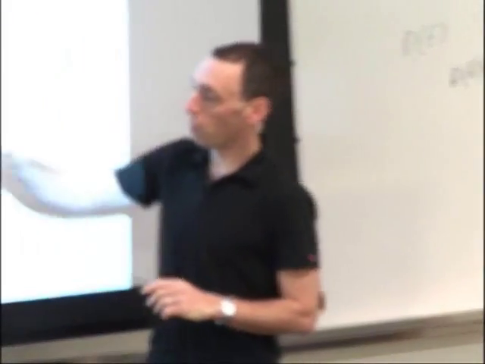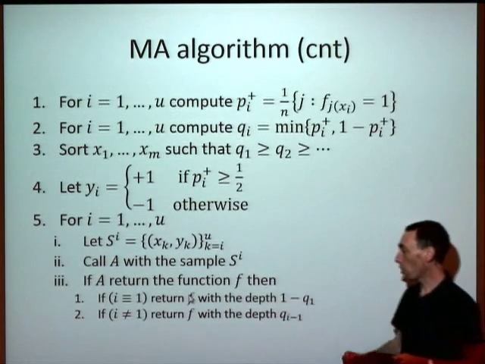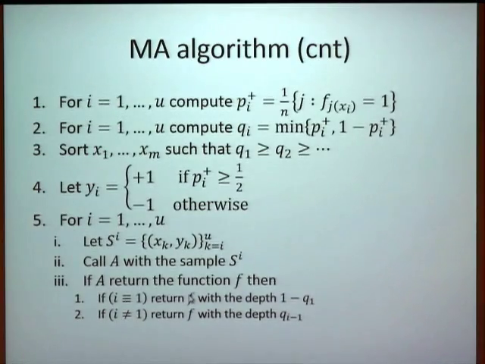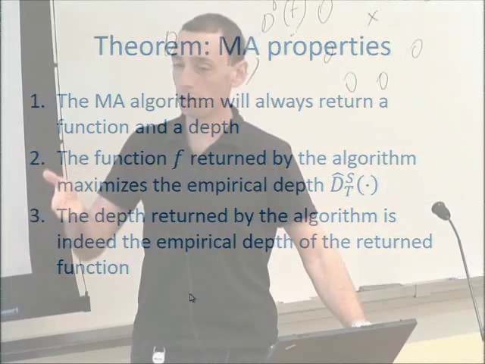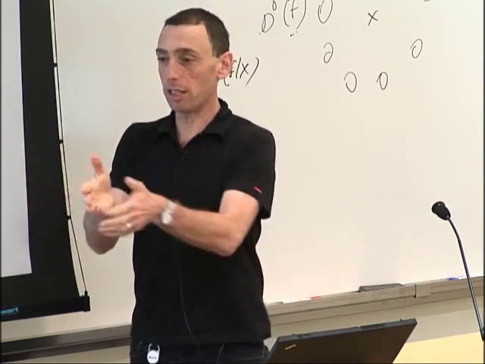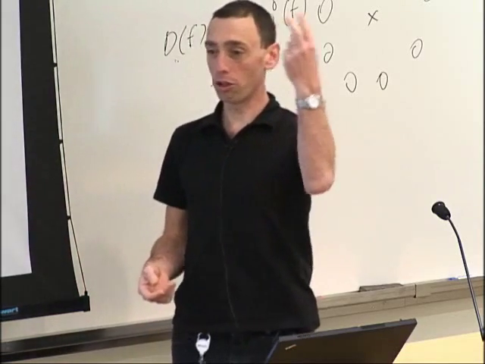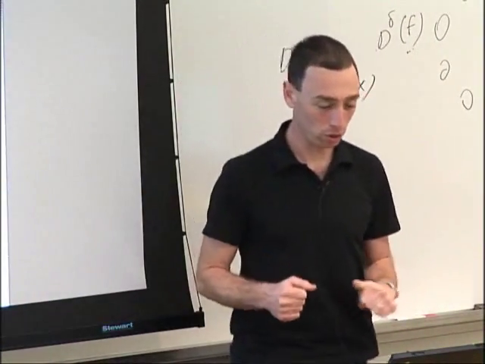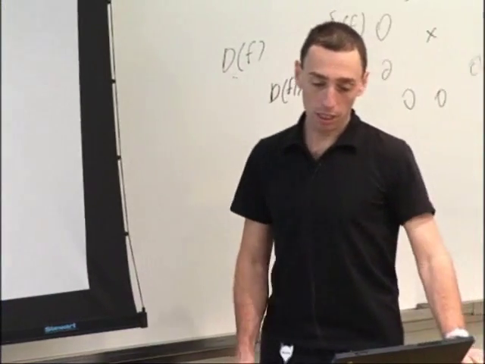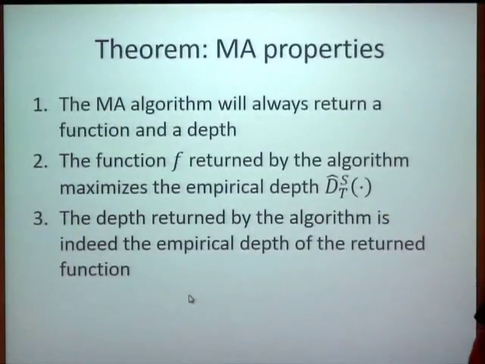And eventually, once the algorithm returns a function which is consistent, then I can just compute its depth using the formula here. And we can prove the properties of this algorithm. So first of all, it will always terminate. It couldn't be that you'll keep deleting points and end up with an empty sample, right? And the reason is very trivial. On the last point, you give it a single point with the label that the majority gave this point. So there must be a hypothesis which agrees with that. And we can show that the function that this algorithm returns is actually the maximizer of this empirical depth. And the depth that it computes is actually the correct depth for this function.